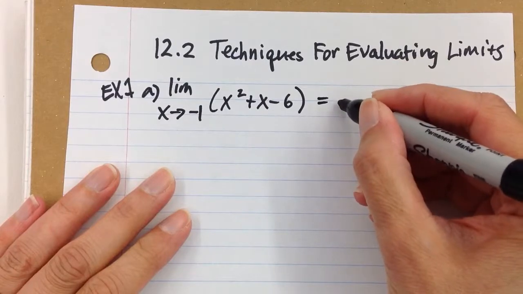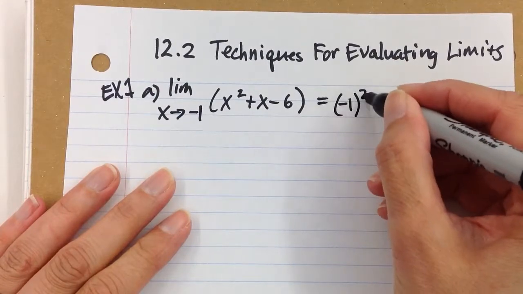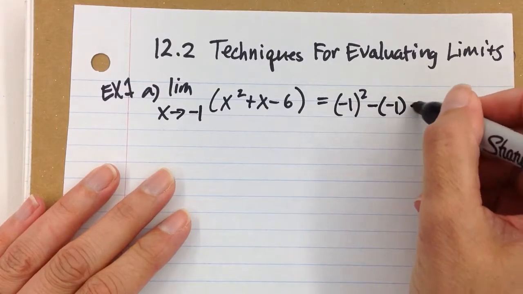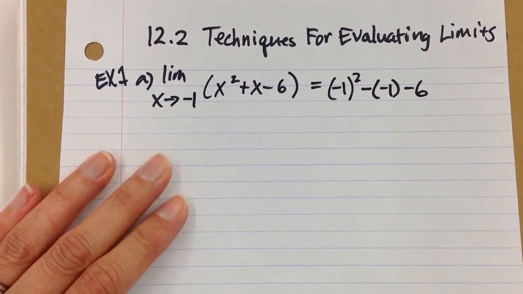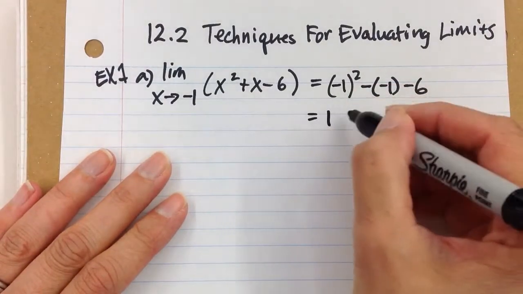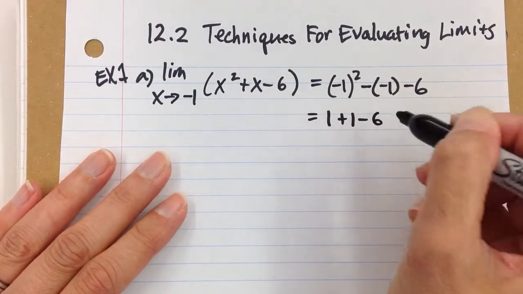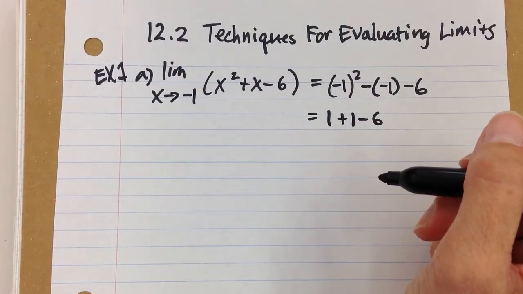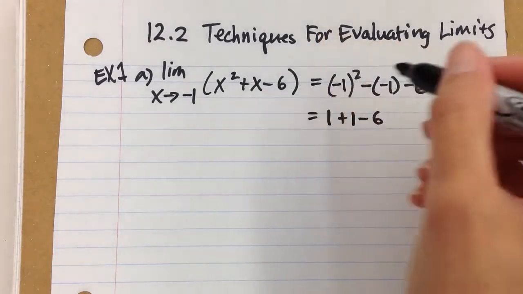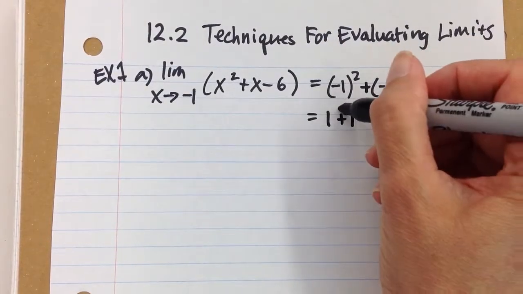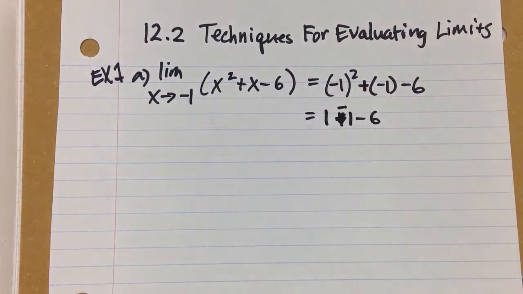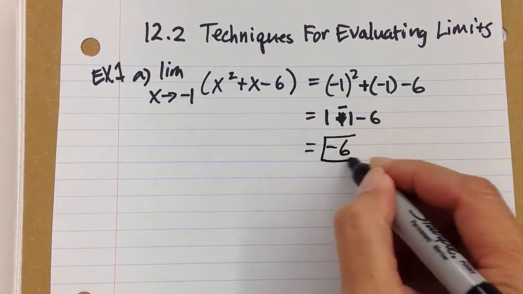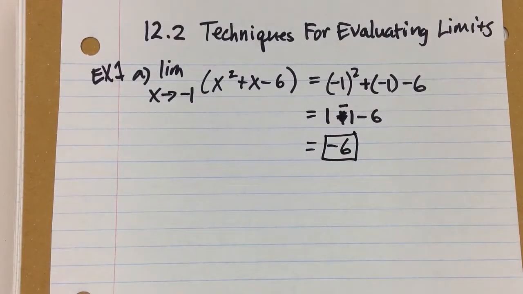So I'm going to get -1 squared minus -1 minus 6. -1 squared is 1, and then we're going to plus 1 minus 6. Oh, this is a plus. Sorry, that is a plus right there, so that makes that a -1. So 1 minus 1 minus 6 equals -6. Okay, so that's going to be our limit, because we actually got a number.